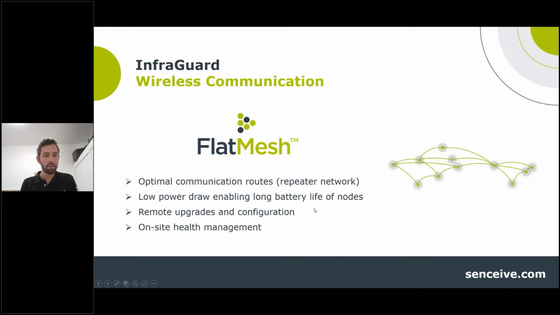So on FlatMesh, we also allow remote upgrades and configuration. This is a very quick and easy two-way communication platform, which does provide, along with all of this, data and reaction, on-site health management. So that's simply voltage information, temperature information, signal strength, uptime, all of that is available through the software management platform.